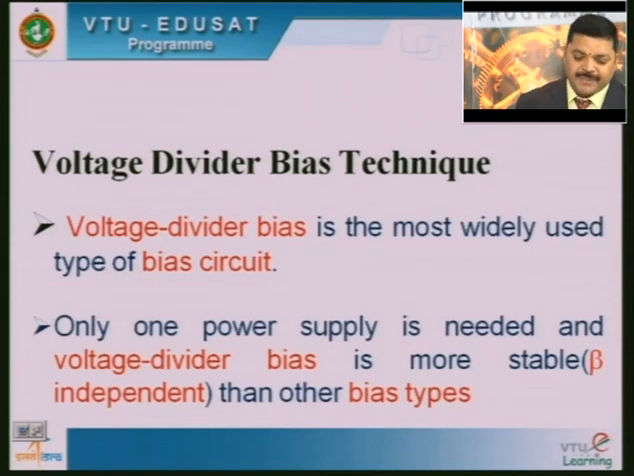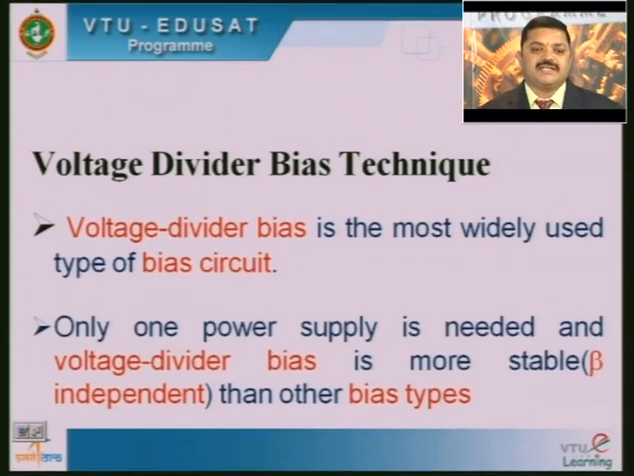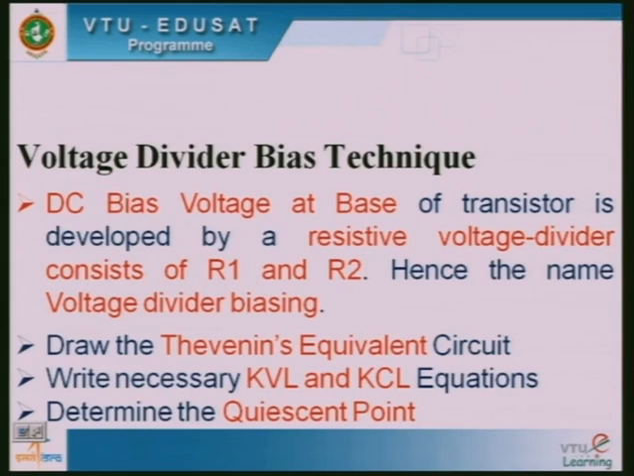Now let us move on to the voltage divider bias circuit, which is a widely used type of biasing circuit. Only one power supply is needed and the voltage divider bias is more stable, and we will show that later by taking one problem. The voltage divider bias technique is beta independent, unlike other types of biasing techniques. So let us move to the board and study this voltage divider bias circuit.